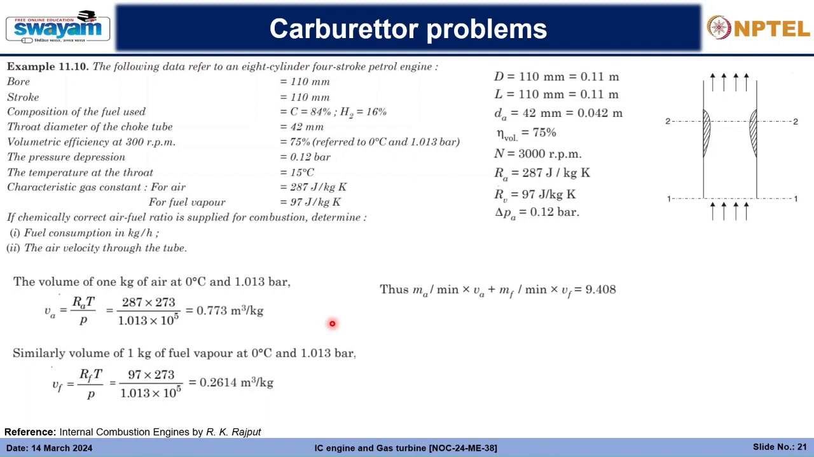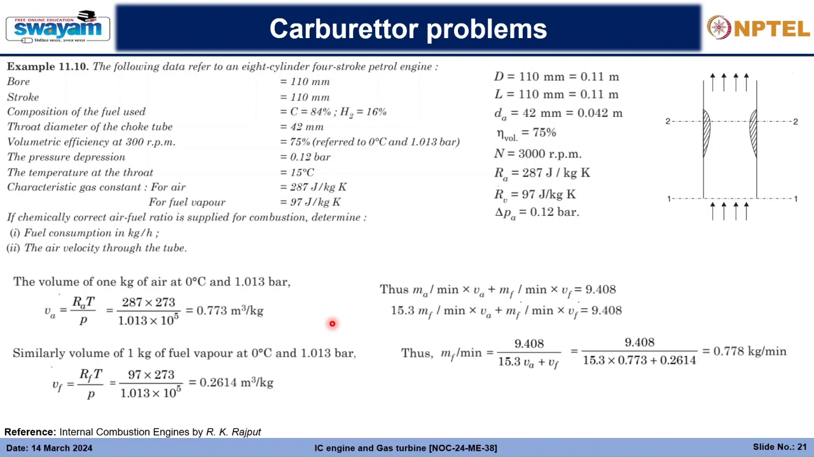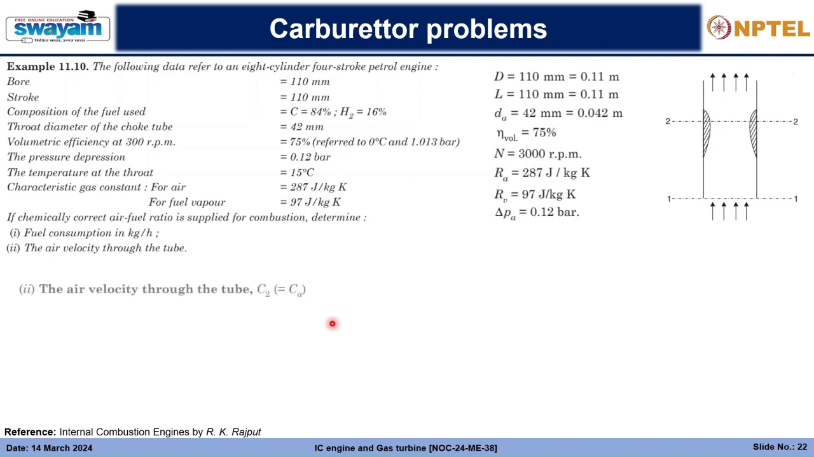ma per minute into Va plus ma per minute into Vf is 9.408, right? Based on that, we'll find the mass flow rate of fuel should be 9.408 divided by 15.3 Va plus Vf. Substituting the values, we will get 0.778 kg per minute. So the fuel consumption is 0.778 into 60, that is 46.68 kg per hour.